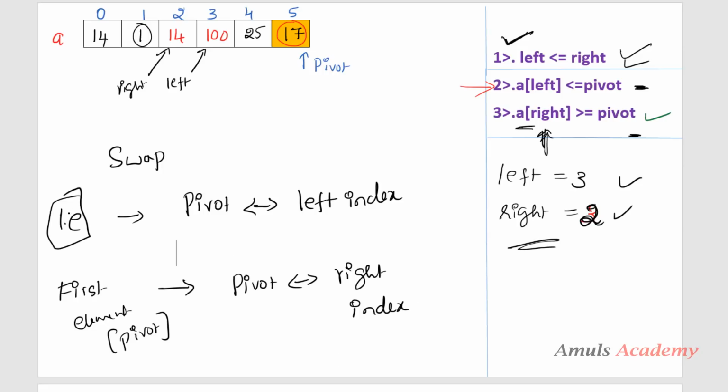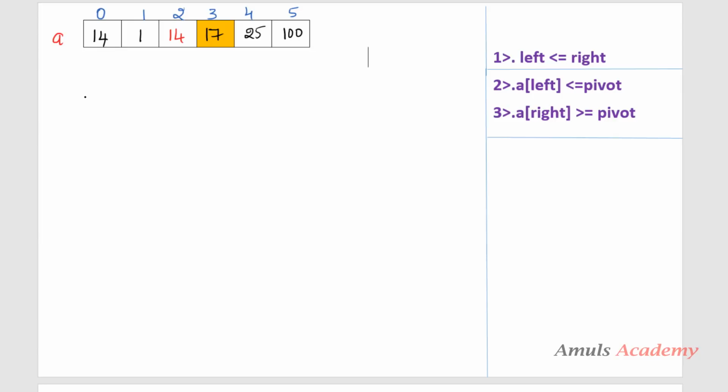Here we took the last value of the list as the pivot value. That's why I need to swap the pivot and left index value. Here left index value is 100 and pivot is 17, so I need to swap these two. Okay, so here we got the original position of the pivot value, that is 17. So 17 is sorted here now. 17 is present in its correct position.